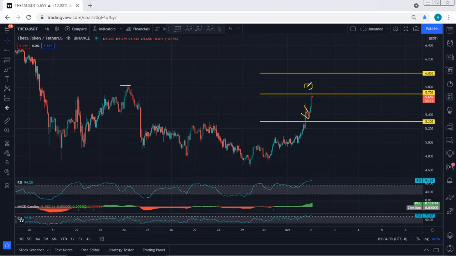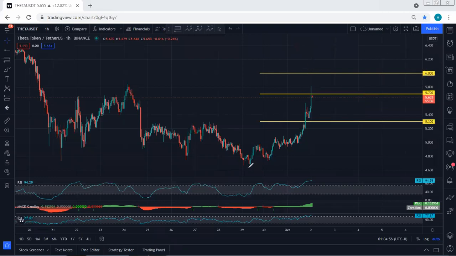As we can see, the price almost tagged it and rejected. That's why we need to see the confirmation for the breakout of 5.8, following by the previous top, which is 5.86. Mostly we're looking to see the breakout of the 6. This is what we need to care about.